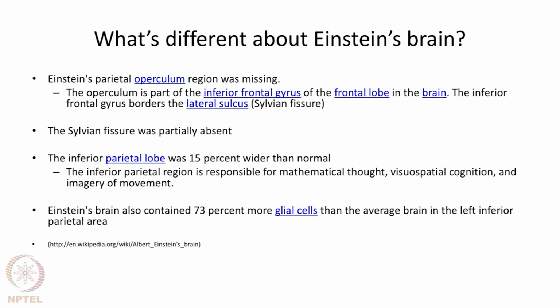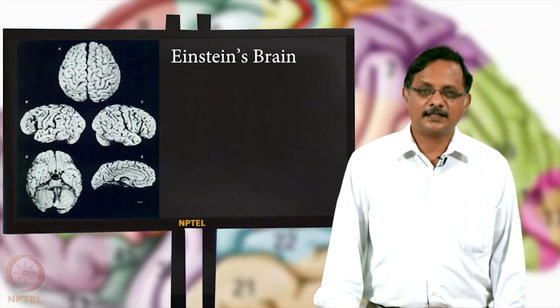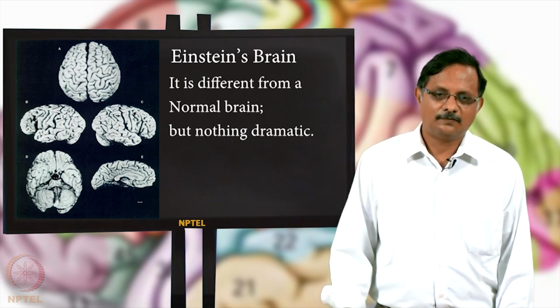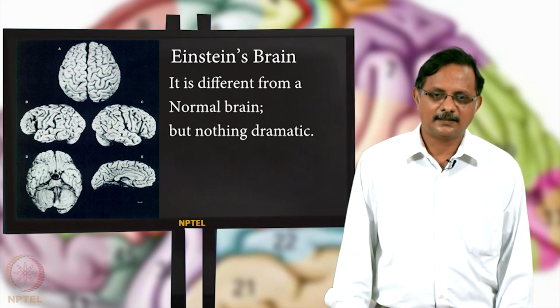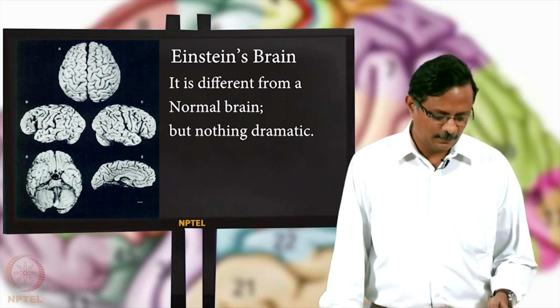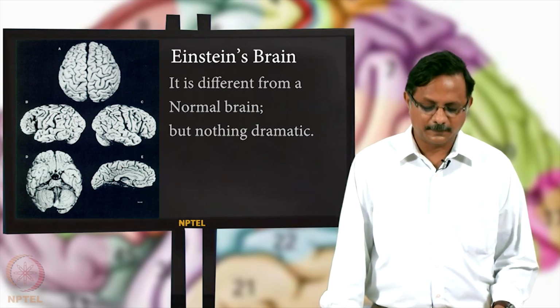So, what we can conclude is that Einstein's brain is slightly different from a normal brain, but it is nothing dramatic. For all the intelligence that the scientist exhibited in his work, this brain is not that different from the brain of a typical person.